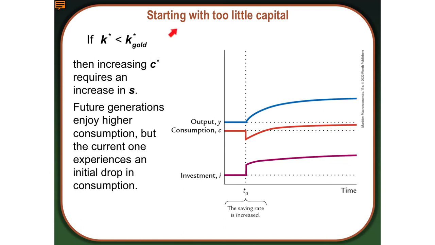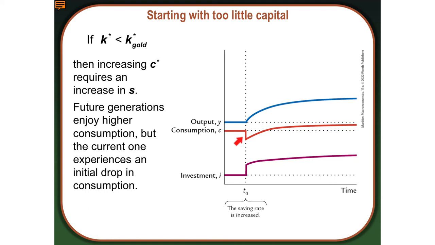The more common situation, though, is starting with too little capital. So if the current steady state is less than the golden rule level, then if we want to maximize C, that means we need to save more so we can invest more and thereby increase the capital stock. So basically what this means is there's going to have to be a sacrifice initially. So future generations, your kids will be better off, but you are going to have to sacrifice in the short term. And so again, at T0 now, instead of decreasing savings, we're going to increase savings.